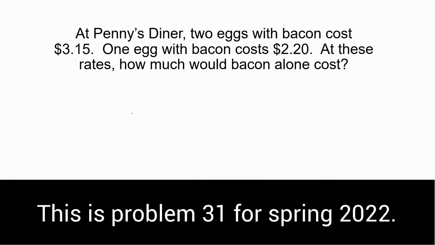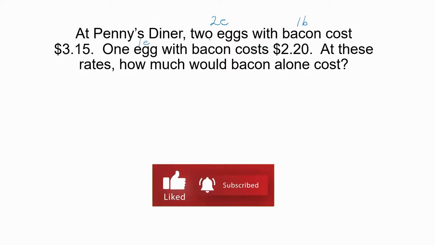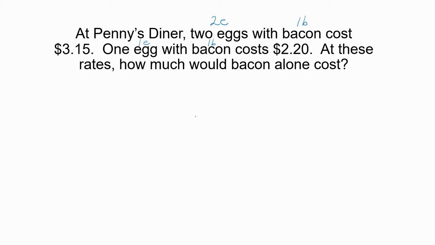Let's take a look at this word problem. Penny's Diner, 2 eggs. I'm going to label that as 2E. Let's think of E as the variable for eggs. With 1 bacon costs $3.15. And 1 egg, or 1E, and 1 bacon cost $2.20.